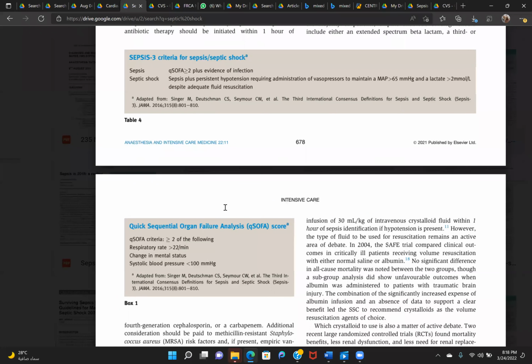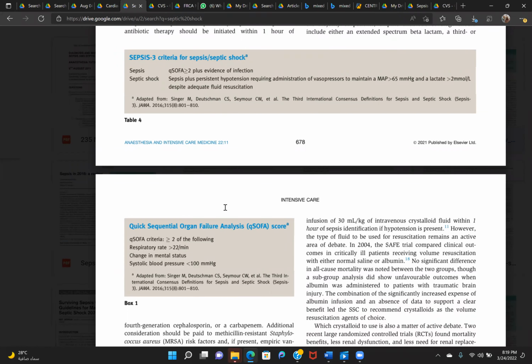The first thing, because later on there will be a lot of things other than what is there in the early bundles. People are afraid and confused about the 1 hour bundle, the 3 hour bundle, or the 6 hour bundle. Believe me, it is one and the same thing. What is the basic principle? The basic principle is to identify the patient who has suspected sepsis. This is number one. Whatever bundle you are following, the base thing will be the same. Number two, you have to send the culture and start antibiotics.